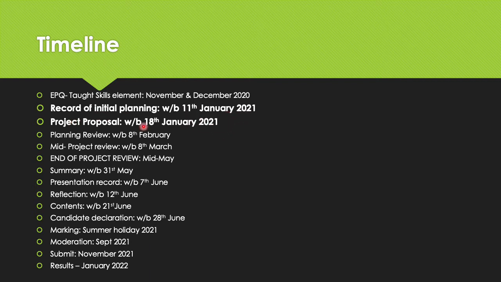You then need to write your project proposal after you've written in that record of your initial planning. And that project proposal will have very much fed into the meeting that you've had with your supervisor. Again, that needs to be completed by mid-January. It then needs to be submitted to your supervisor for review, who will then send it on to Mr. Oswald as the coordinator. And that needs to be done in early February. You'll then go away, once you've had approval for your project, and start researching and carrying out the things that you said in your initial project plan.